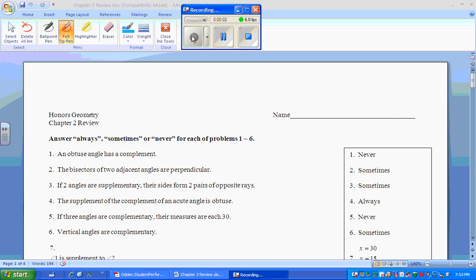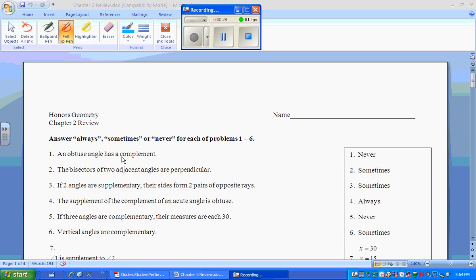This lesson is Chapter 2 review for the test. Let's start out with some questions that are always, sometimes, never. Obviously, you see the answers in the answer column. Make sure that you cover those up so that you don't see them and think that you know the answer when you truly don't. First one, so you're saying, does it always happen? Does it sometimes happen? Does it never happen?